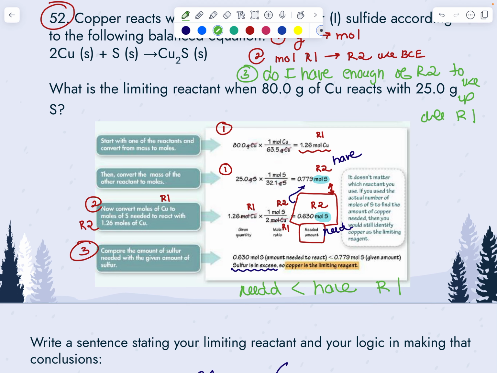But then, if your needed is greater than what you have, what does that mean? That means that I don't have enough of reactant 2 to use up all of reactant 1. So what that's telling you is reactant 2 is your limiting reactant. And it doesn't matter which one you identify as reactant 1 or reactant 2, the math will work out so that you always get the right answer for which reactant is the limiting reactant.